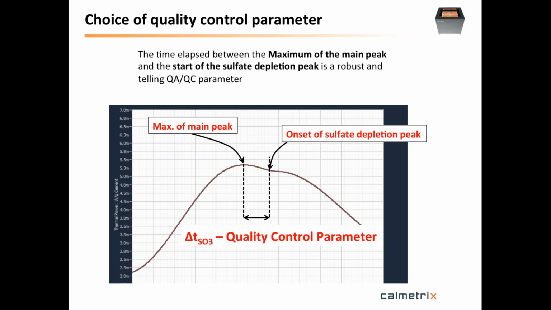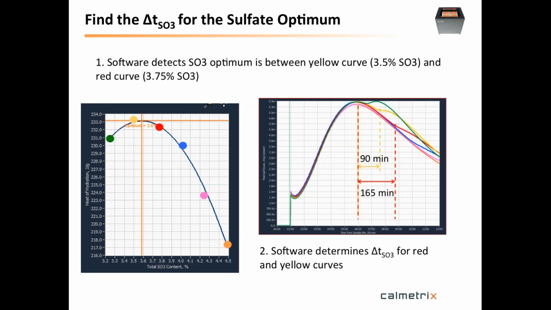So you want to monitor your delta T SO3, and the way to do this, if you remember from our example before, we had a cement that was originally 3.25%. We actually saw that 3.6% SO3 was the optimum for this cement, and the peak of that inverted parabola is between the yellow and the red point. The yellow point was 3.5% of SO3 in our dosage ramp, and the red one was 3.75. So somewhere in between those, you have 3.6.